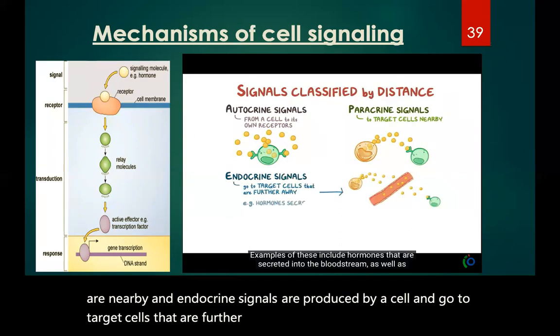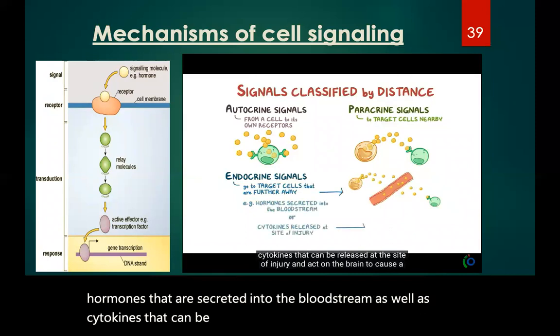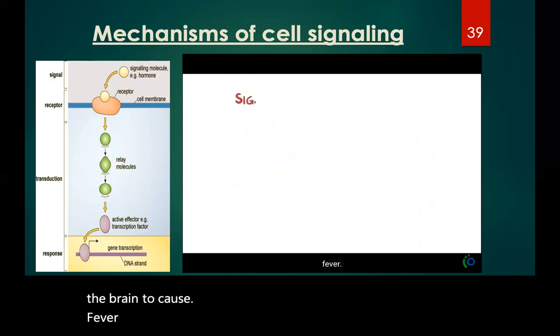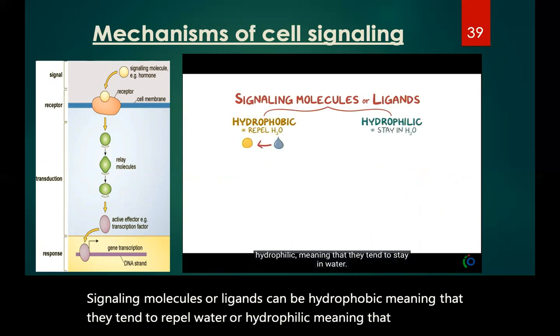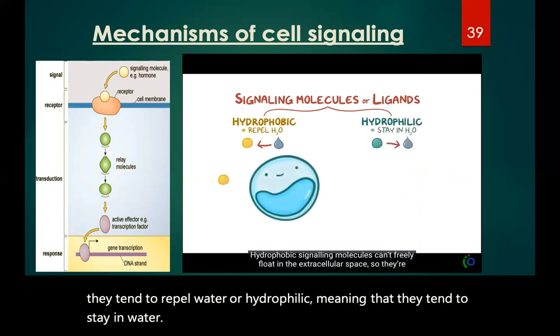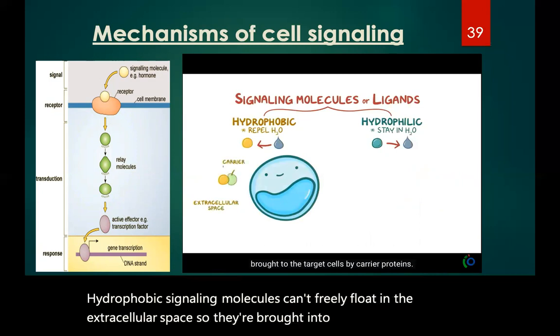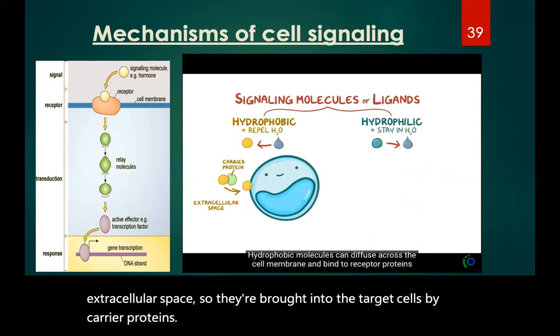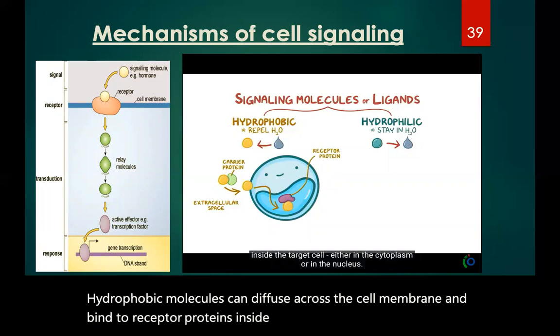Examples of these include hormones that are secreted into the bloodstream, as well as cytokines that can be released at the site of injury and act on the brain to cause a fever. Signaling molecules, or ligands, can be hydrophobic, meaning that they tend to repel water, or hydrophilic, meaning that they tend to stay in water. Hydrophobic signaling molecules can't freely float in the extracellular space, so they're brought into the target cells by carrier proteins. Hydrophobic molecules can diffuse across the cell membrane and bind to receptor proteins inside the target cell, either in the cytoplasm or in the nucleus.